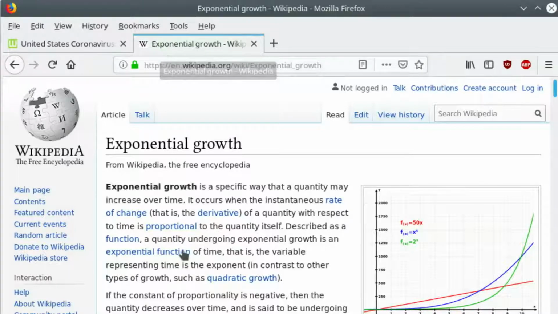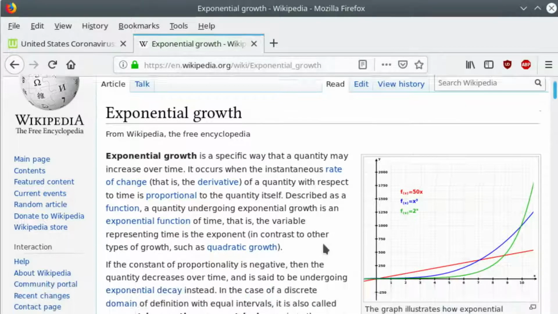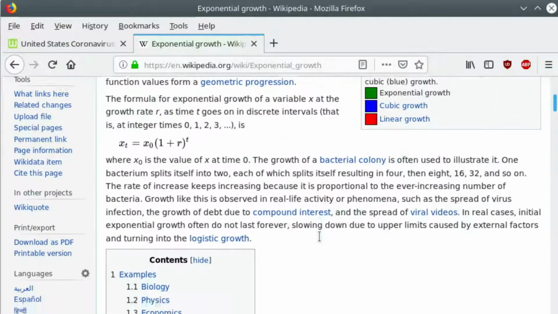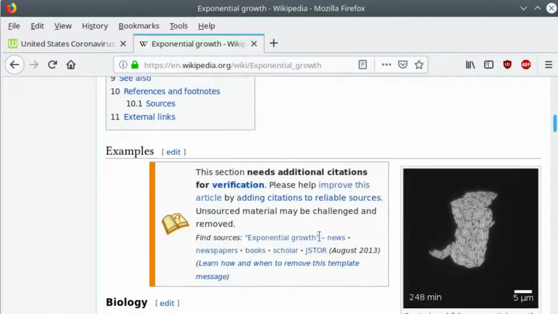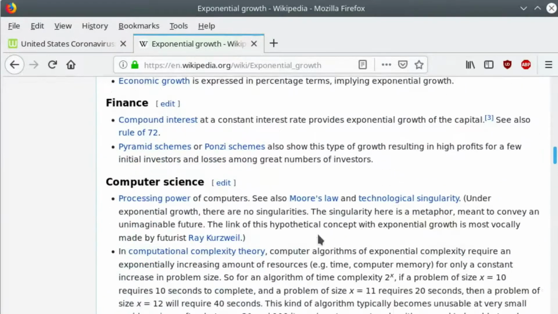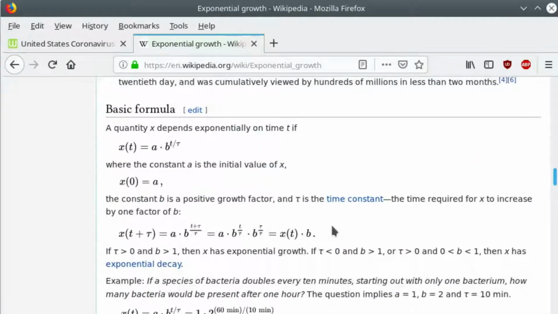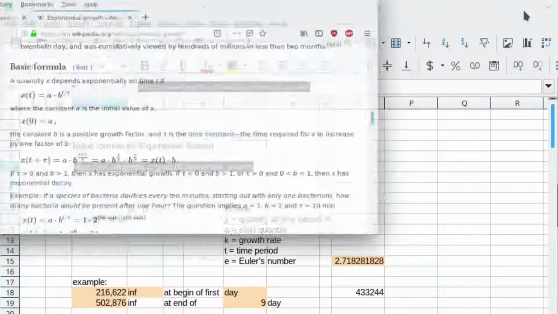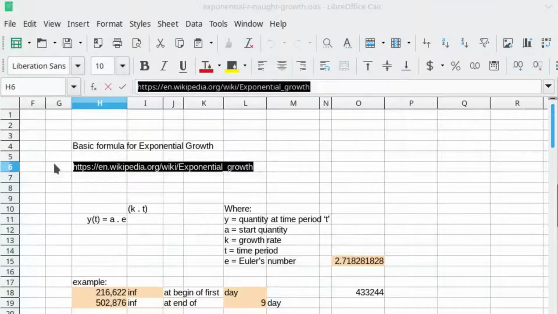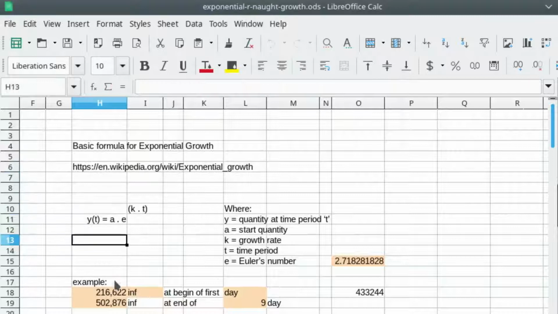The Wikipedia website on exponential growth is a great resource on better understanding where exponential growth can occur and how it can be calculated. A bit further down the page is the basic formula for calculating exponential growth, and this is the one we'll be using. In the spreadsheet that I prepared earlier, I'll be using slightly different letters, but the principle of the formula is the same. This is our spreadsheet with the exponential growth formula, and we'll be using this as our guide. Feel free to pause the video at any time to better understand what's going on.